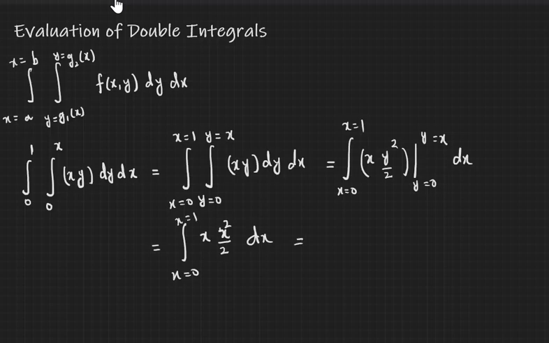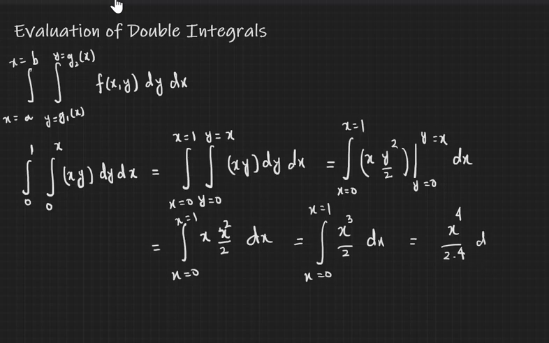Simplifying this, it can be written as x power 3 over 2, integrated with respect to x from x is equal to 0 to x is equal to 1. The integration of x cube over 2 with respect to x is x power 4 divided by 2 times 4, with respect to x.